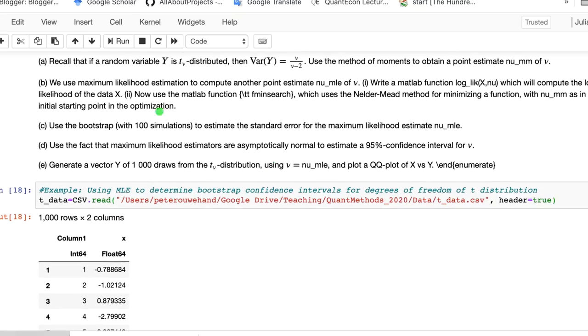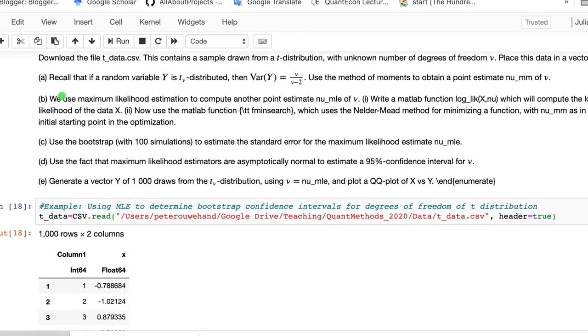Let's go back. Now use the maximum likelihood estimation to compute another point estimate nu MLE of nu. Write a MATLAB function log x nu, which will compute the log likelihood of the data, and use the function fminsearch, which uses Nelder-Mead for minimizing a function, with nu mm as an initial starting point. So we use the method of moments to get an initial starting point for the maximum likelihood optimization.